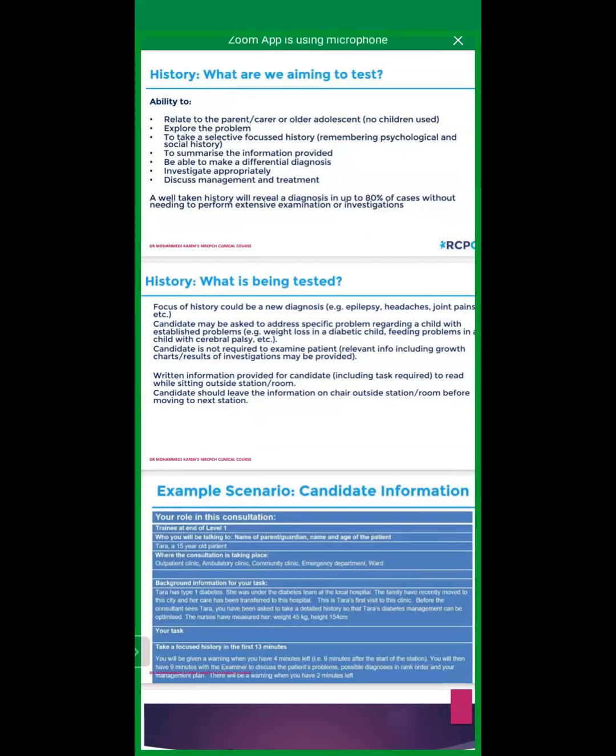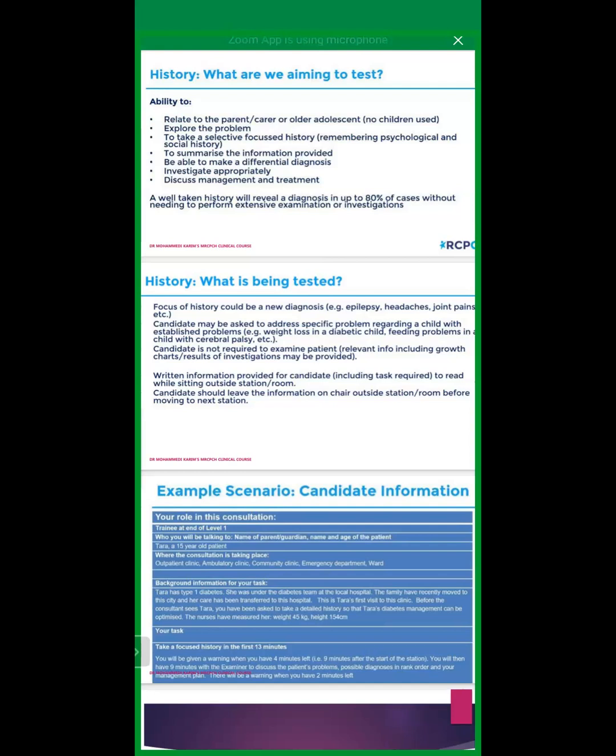The thing about the history station, it happened in my exam also, is that they don't stick to the history that you just asked about. They'll ask about the differentials. Maybe they'll ask the treatment of the differentials. Maybe they just leave that history behind and go into something else completely. This is the only station where this can happen. And it happened with me as well.